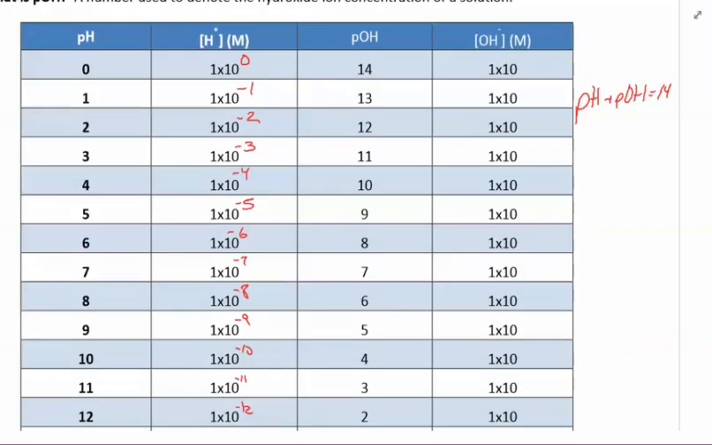The same thing happens with pOH and hydroxide concentration. The difference is you're starting at negative 13, you're going towards 1 when you get to a pOH of 1. So this again shows their relationship, and we're going to talk about a few ways that we can use these values to help us calculate.